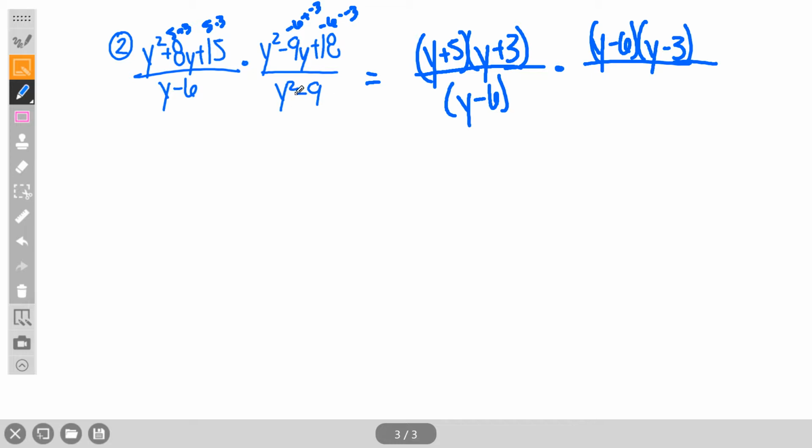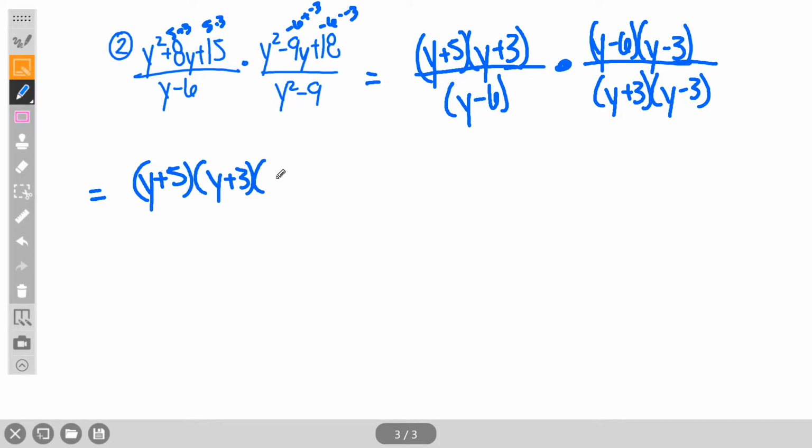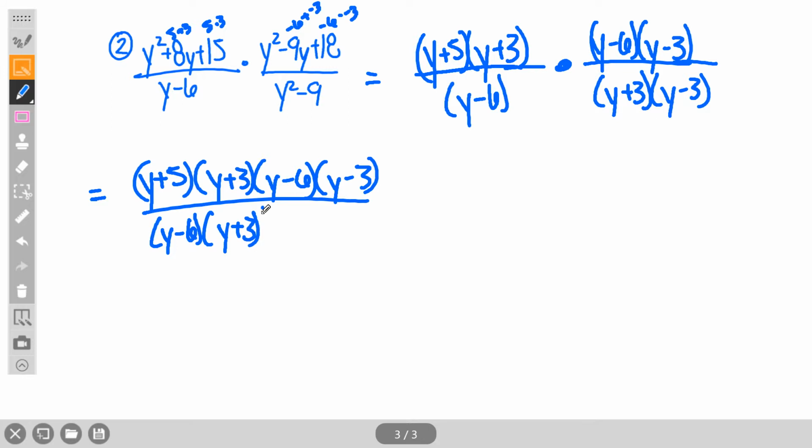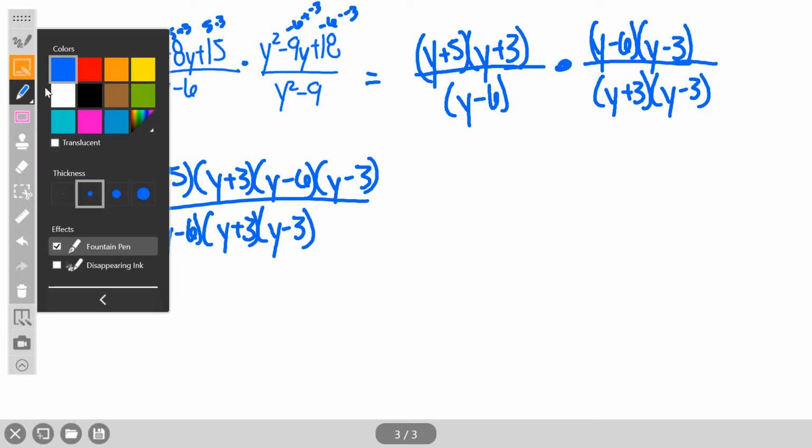The denominator is y squared minus 9. That's a difference of two squares, so that's y plus 3 and y minus 3. Now since this is multiplication, the numerators get multiplied, the denominators get multiplied. So the numerator is y plus 5, y plus 3, y minus 6, y minus 3. The denominator is y minus 6, y plus 3, and y minus 3.